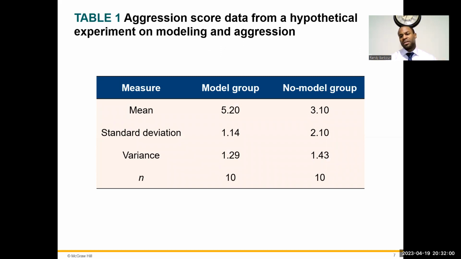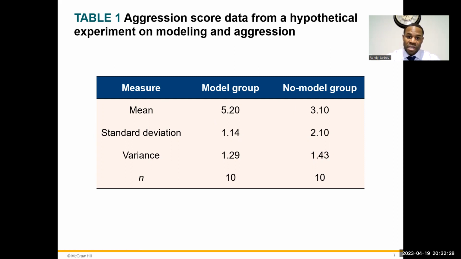Okay. So again, here's an example. We talked about this data in chapter 12, right? So you have the number of acts of aggression, right? The average number. You got the mean here listed at 5.20 for the model group, and then for the no model group, you have a 3.10, right? So you see that there is a difference between the model group and the no model group, with the no model group having fewer acts of aggression than the model group.